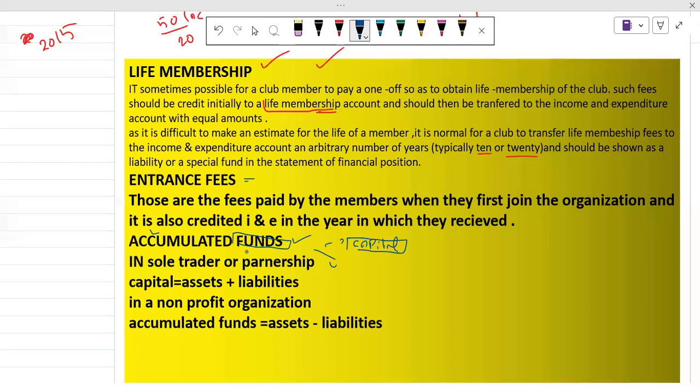Okay, so if they ask how to calculate the accumulated funds, what we have to do is this. We know that if we want to find the capital, we have two values: the assets and the liabilities. If we subtract liabilities from assets, we will have capital. But in a non-profit organization, accumulated funds are similar to capital. So assets minus liabilities will be equal to the accumulated funds. So this is purely the accumulated funds.